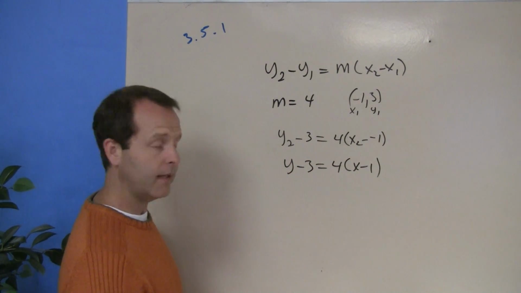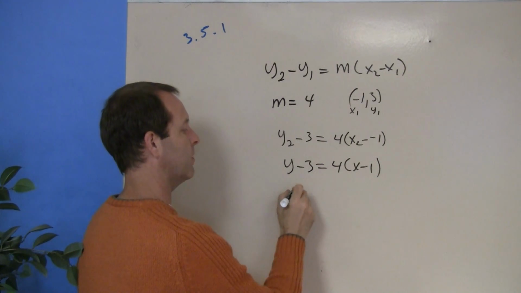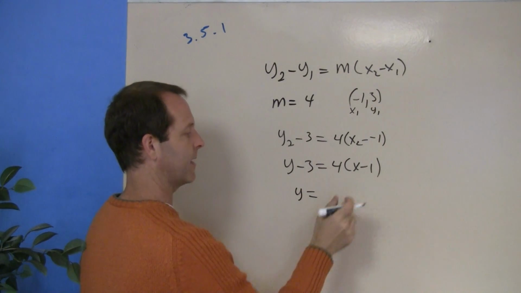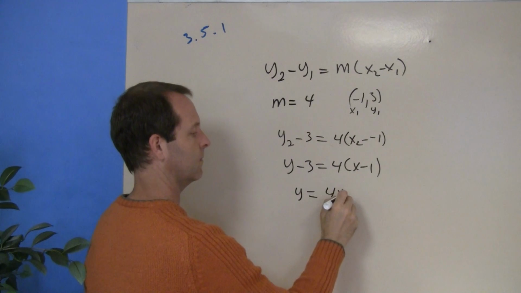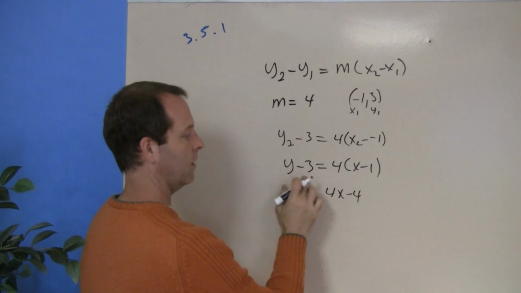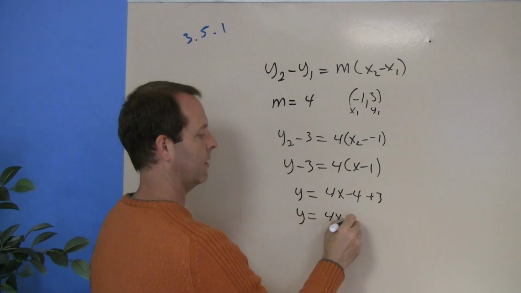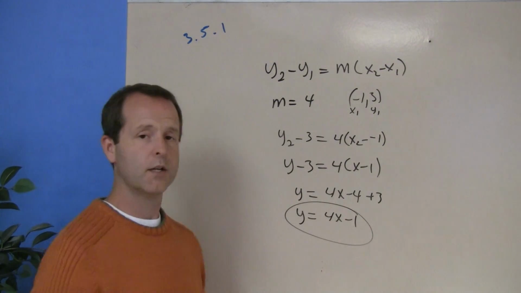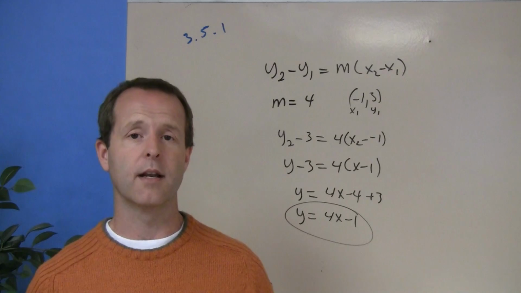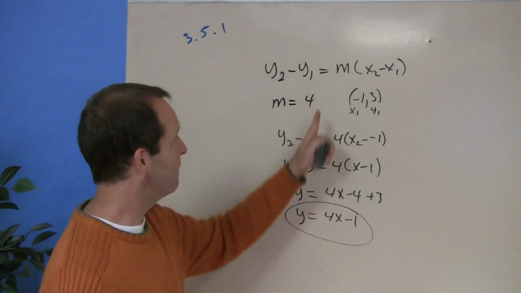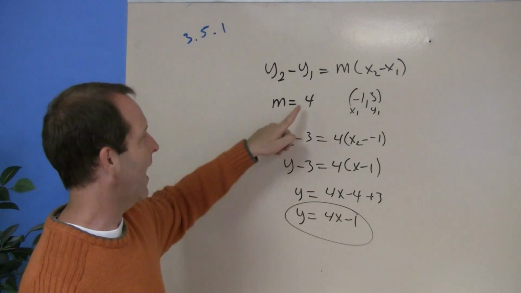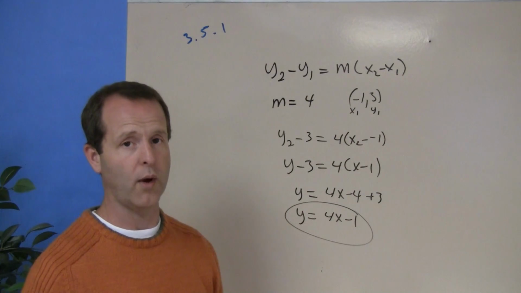Let's do some algebra. I'm going to add 3 to both sides, and I'm going to multiply that side out. 4x plus 4 plus this 3, and then lastly y equals 4x plus 7. So there's an equation, written in slope-intercept form, of this particular line that has a slope of 4 and goes through the point -1, 3.